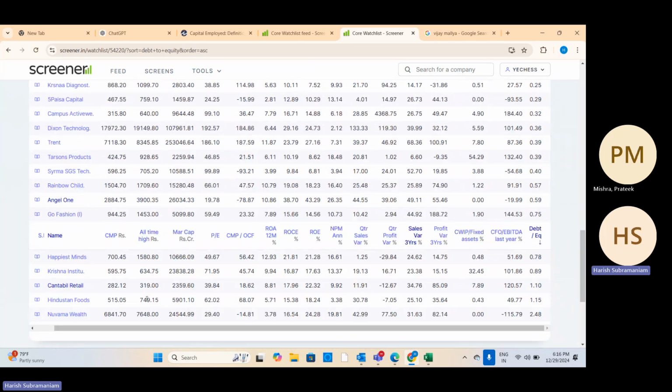Whereas when we go down over here, we see these companies, Hindustan Foods, Cantabile Retail, etc., they have relatively higher debt to equity. So tomorrow, let's say something goes wrong in their business, and for some reason they are not able to make a profit, then they may go under, they may not be able to repay their debt.